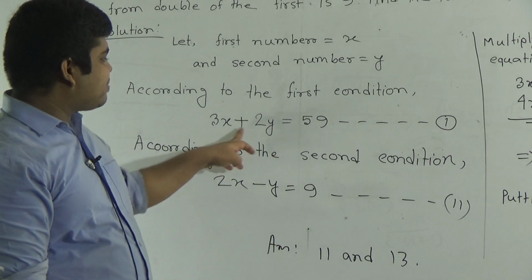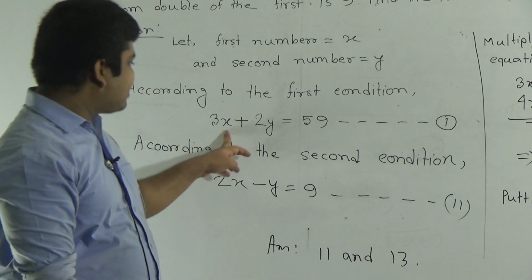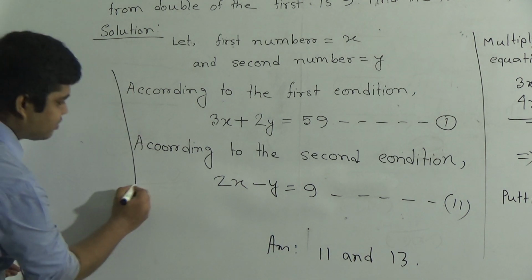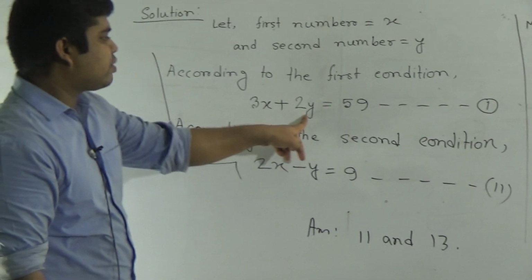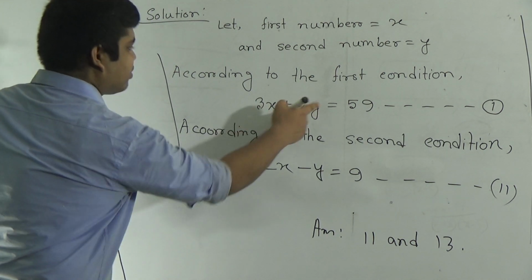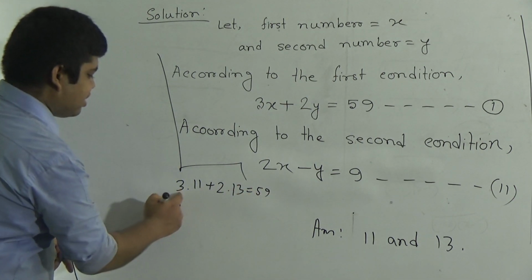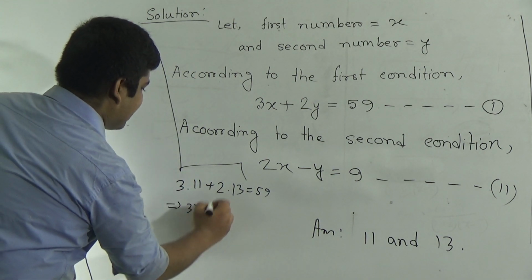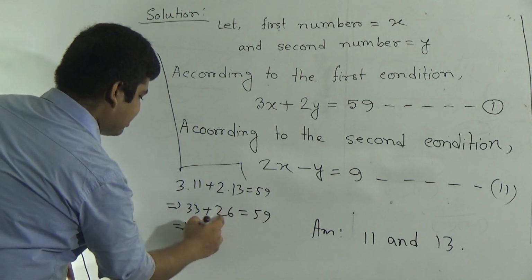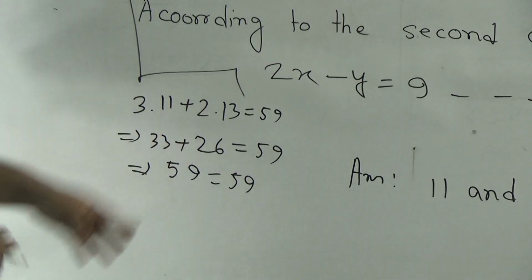Then if we get the value of the right side, then our answer is right. Just like 3x plus 2y equal to 59. That means 59 is fixed. We put the value of x and y. If we get 59, then our answer is right. Here you notice 3x plus 2y. What is the value of x? 11. Plus 2 into what is the value of y? 13, equal to 59. Notice 11 threes are 33 plus 13 twos are 26 equal to 59. That means 59 equal to 59. So our answer is correct.